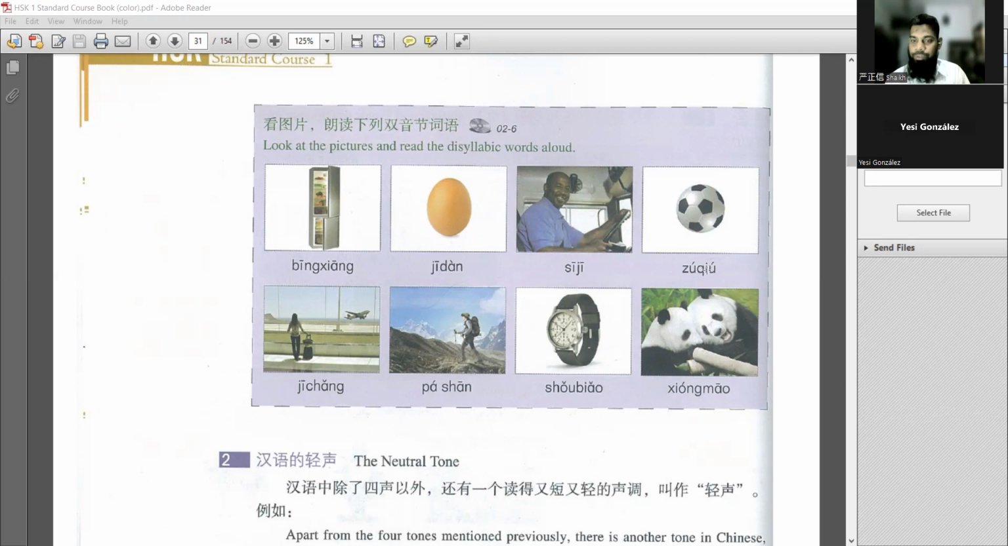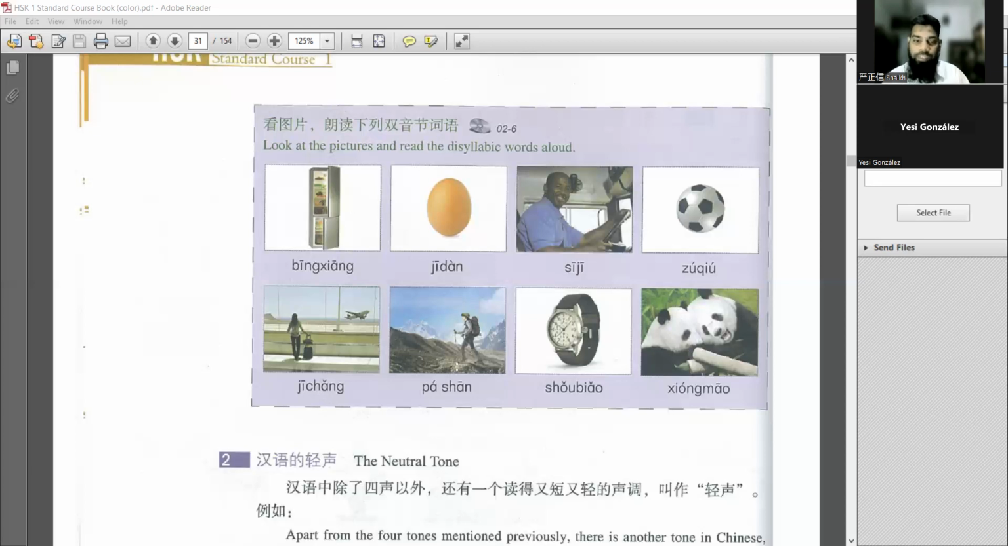And then we have Zu Qiu. Zu Qiu is a football, because Qiu is a ball. Zu is related to the foot. And then we have Ji Chang. I have just shown you a photo of a Fei Ji. Fei Ji in Chinese is an aeroplane. Fei means to fly or feather, and Ji is a machine. So Ji Chang is an airport.